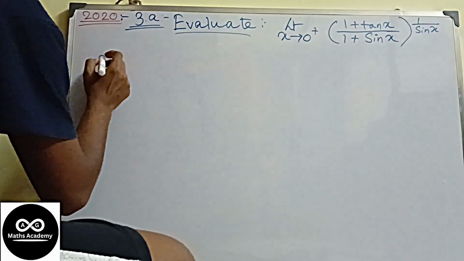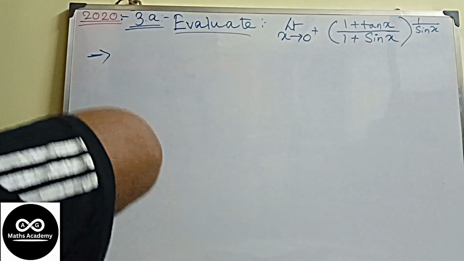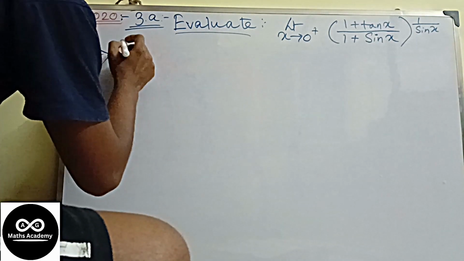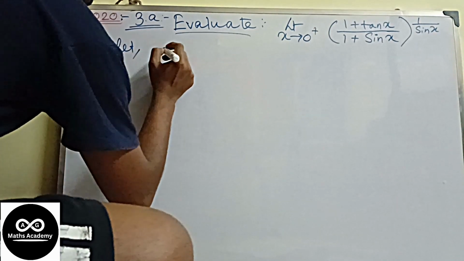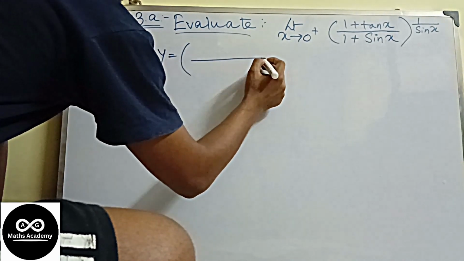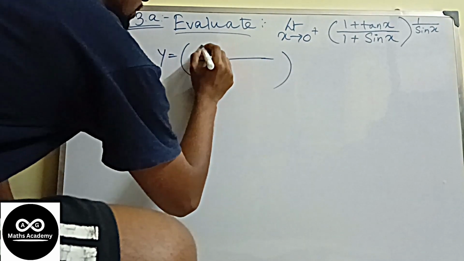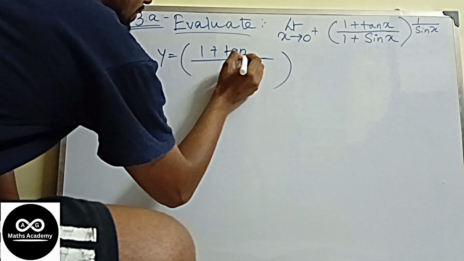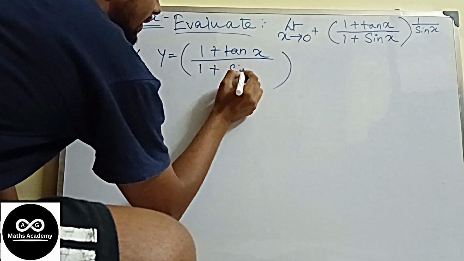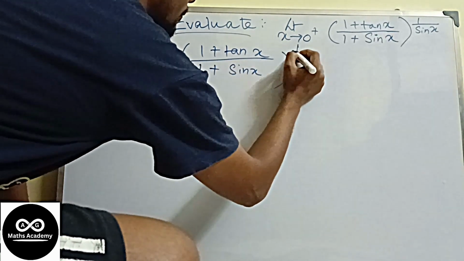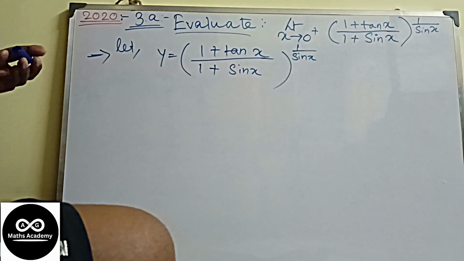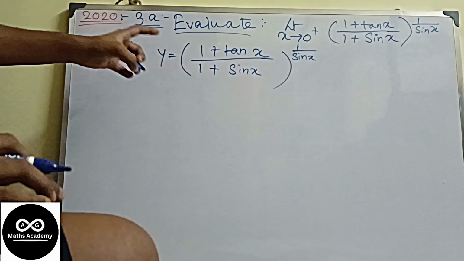So let's start solving actually. Let y equal (1 plus tan x over 1 plus sin x) to the power 1 by sin x. This is the key point here.